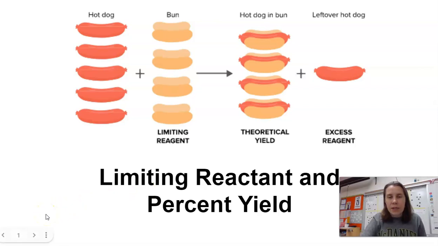So basically, you have a collection of reactants, and in order to make products, you may not use all of them. One of them might run out before you use all of them, and the one that you would run out of would be your limiting reactant. Whatever you would have left over would be excess reactants or reagents, as it says here, but we usually call them reactants in class.